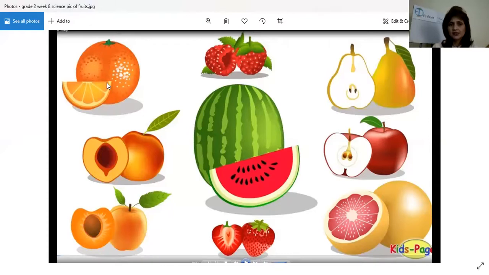Which fruit is this? It's an orange, correct. Strawberry, correct. What are these? It's a pear, correct. What is this? Peaches. What is this? It's a watermelon. What is this? It's an apple. Again, these are also peaches, strawberry, and oranges. So these are the different types of fruits, right?